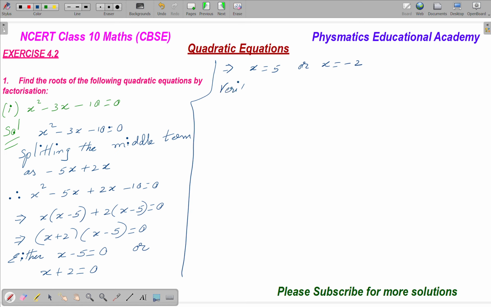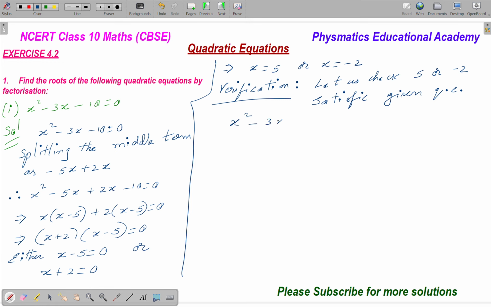Now, verification. Substituting these values in the given quadratic equation, let us check that 5 and minus 2 satisfy the given quadratic equation. Substituting the values 5 and minus 2 in the given quadratic equation, x square minus 3x minus 10 is equal to 0.